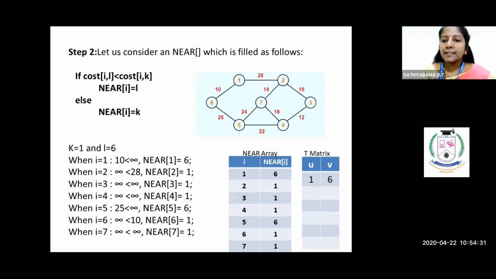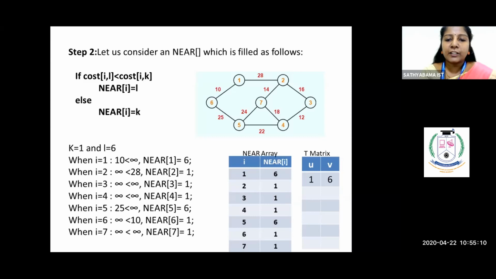The first inserted edge into the T matrix is 1, 6. So 1 is the K value and 6 is the L value. I repeat, to fill the near array, we need the K value and the L value. So K becomes 1 and L becomes 6. Now we apply the values in the calculation and fill the near array. Totally 7 iterations will be done to fill the near array.